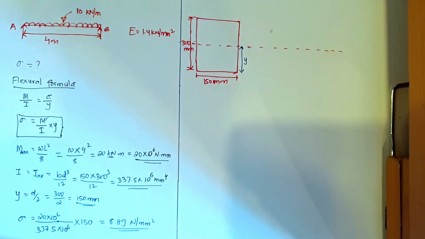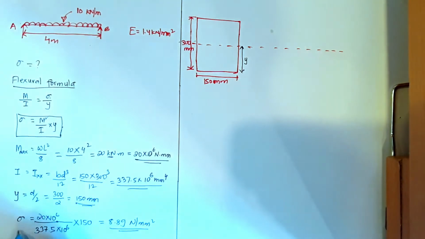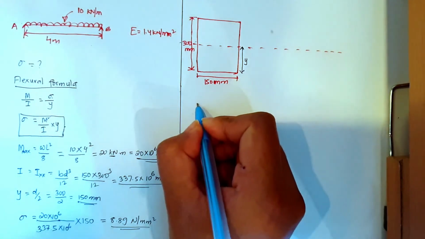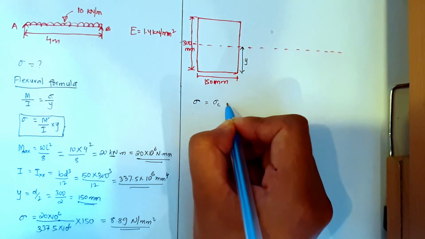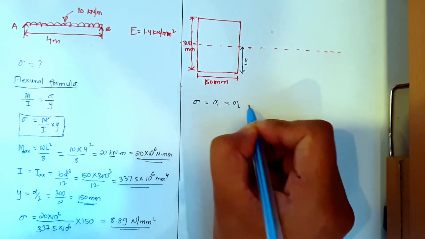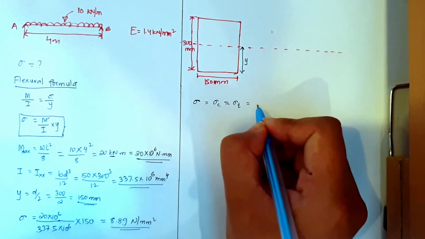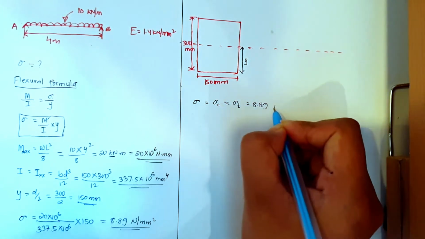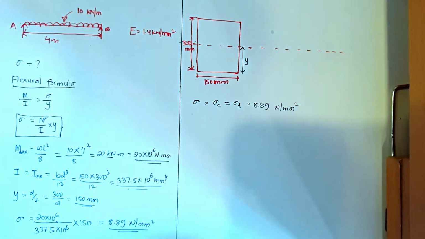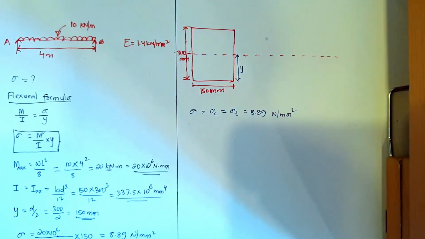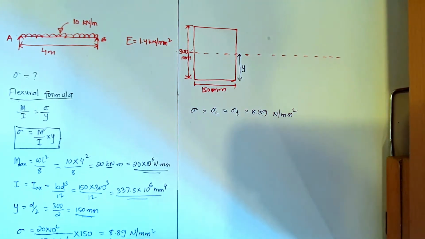Now this stress which you have found, this stress in compression zone will be equal to stress in tension zone, because this is a symmetrical section, which is equal to 8.89 Newton per mm square. Okay, so now let us find this in second section of this question. We are asked to find radius of curvature.